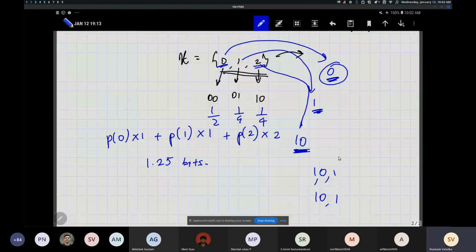Okay, sir. Okay. Any other questions? Yes, please. According to this, if the number of alphabets increases, the compression algorithm will work very less, right? The efficiency of the compression algorithm will be less.